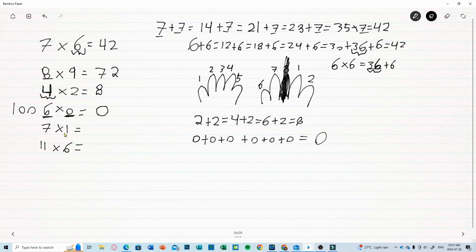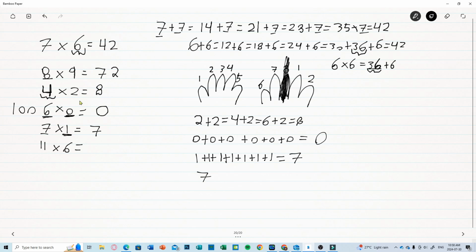And this is another tricky one. 7 multiplied by 1. Anything multiplied by 1 gives you itself. It gives 7. Because if you think about it, if you add 1 7 times, 1, 2, 3, 4, 5, 6, 7, you're going to get 7. Or if you add 7 one time, it's just itself.